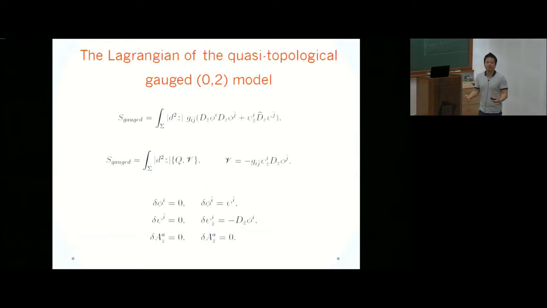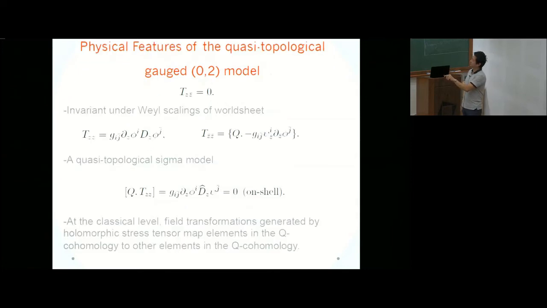with respect to the different components of the metric on the worksheet: GZZ, GZ bar Z bar, Z bar Z. And then you get these components and you realize it's zero. This is the part where the quasi-topological nature is important. And then you compute TZZ bar, which is written in a Q-exact kind of way.